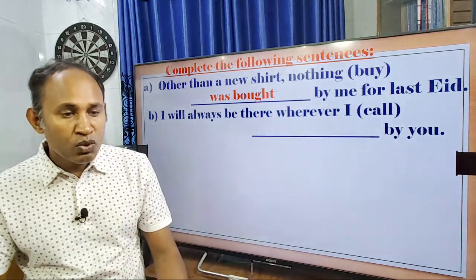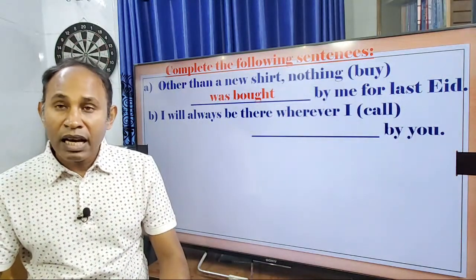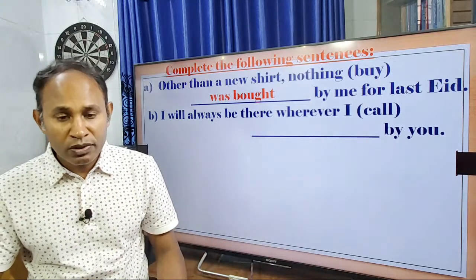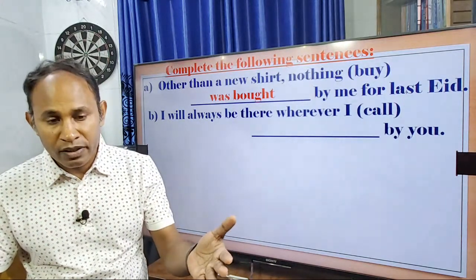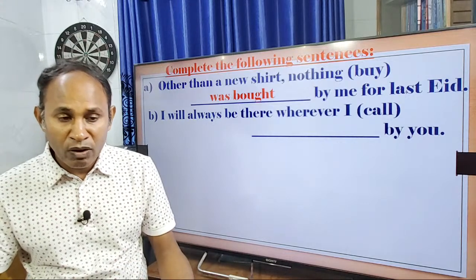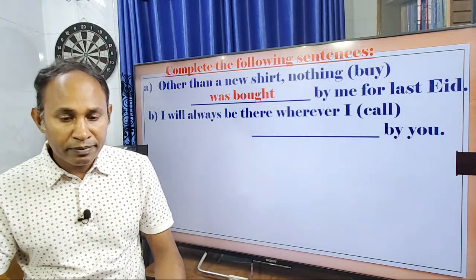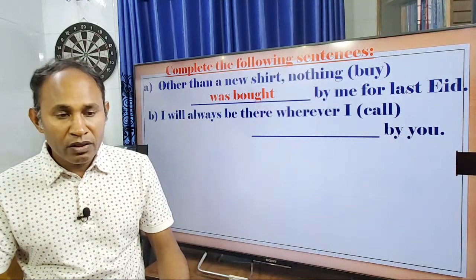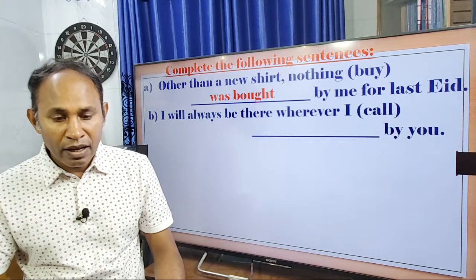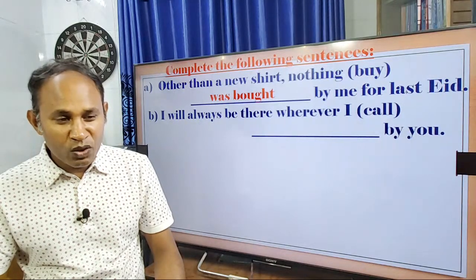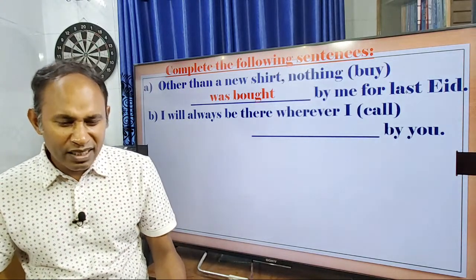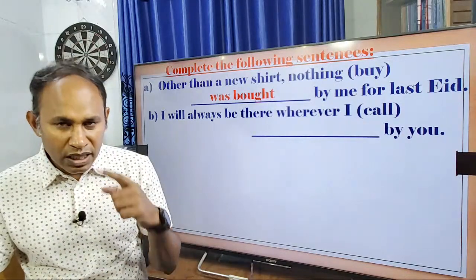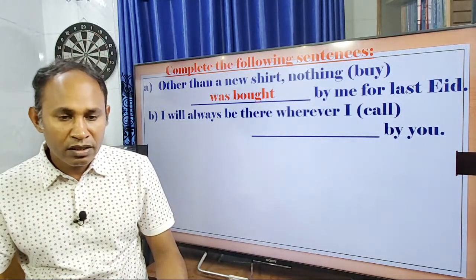Okay, next. I will always be there wherever I call by you. So be careful about the active and passive form of the verb. You can sometimes make the Bengali meaning also to understand them properly. I will always be there wherever I call by you. So a bit tough, but I think it's not too tough actually. You just ponder over it clearly.